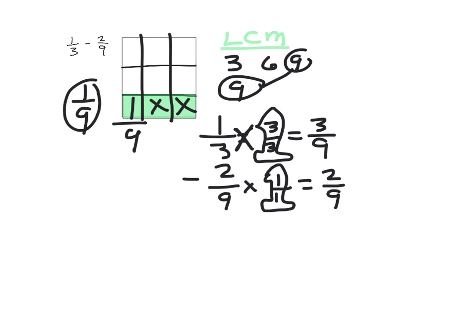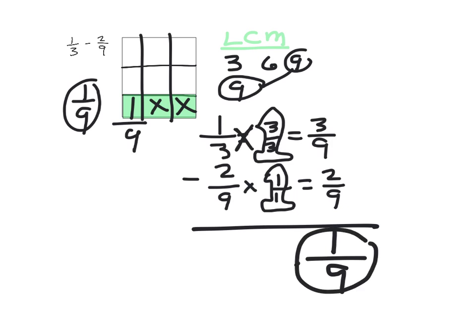So now I'm ready to subtract. So I'm going to just take this and go 3 minus 2 is going to give me 1. And then remember, you never add or subtract the denominators because that just tells us how many parts we broke this box into. So I'm going to simply drop that 9 right there. And as you see, 1/9 agrees with our illustration right here of 1/9. And that, my friends, is super cool.